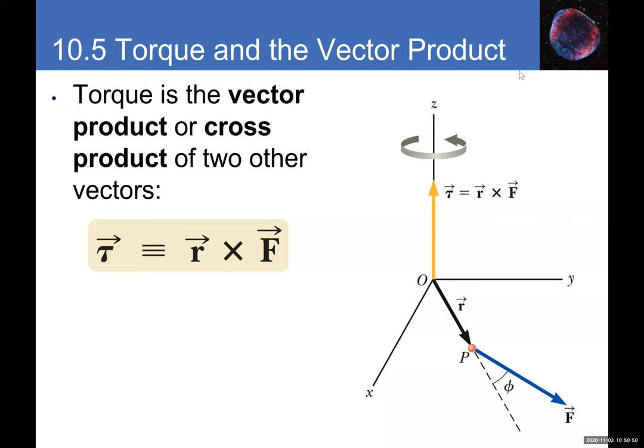All right then, so as I mentioned, the torque is a product of those two vectors, which is basically position and force, right? Or the position vector and force as a vector.